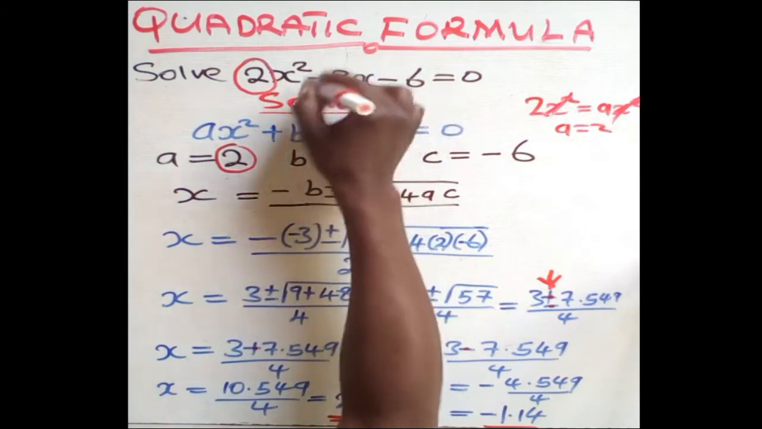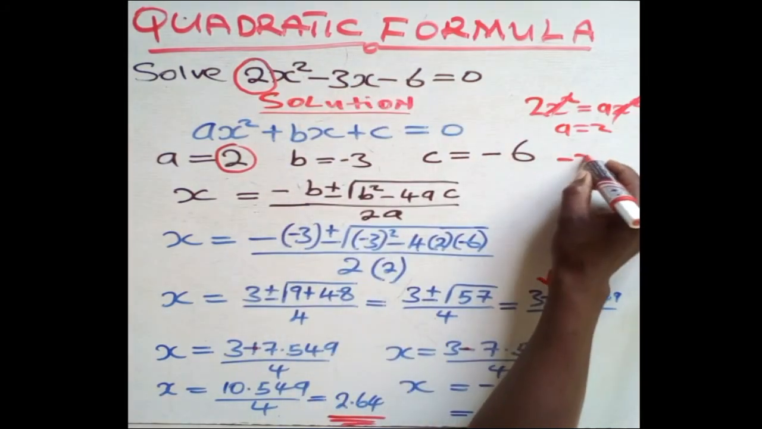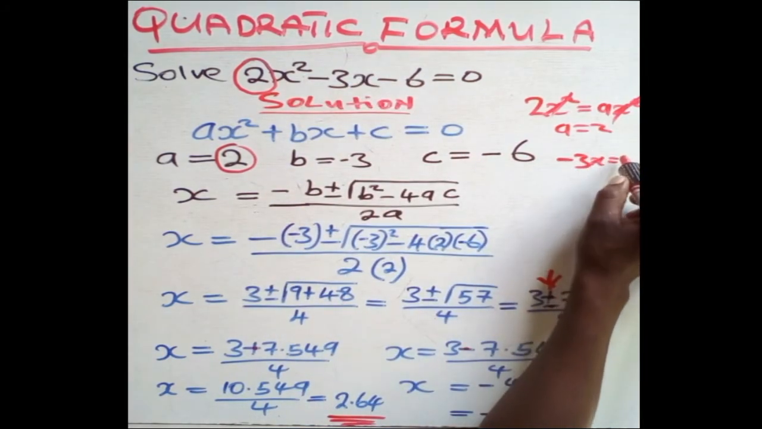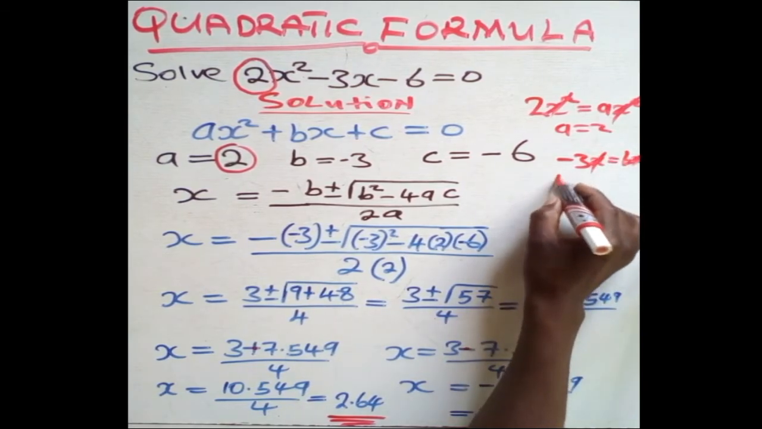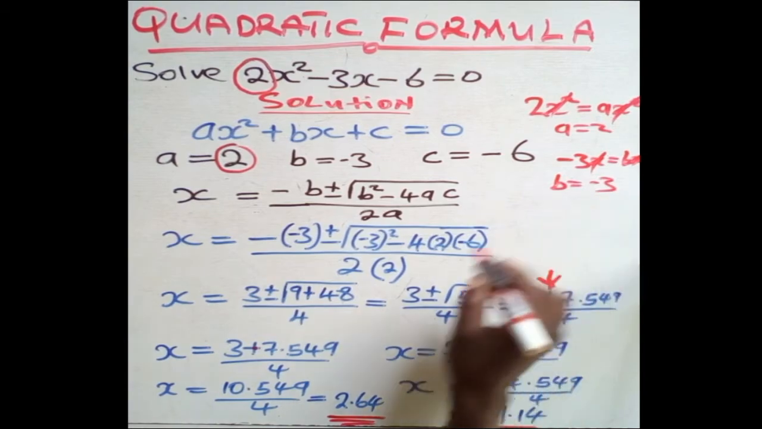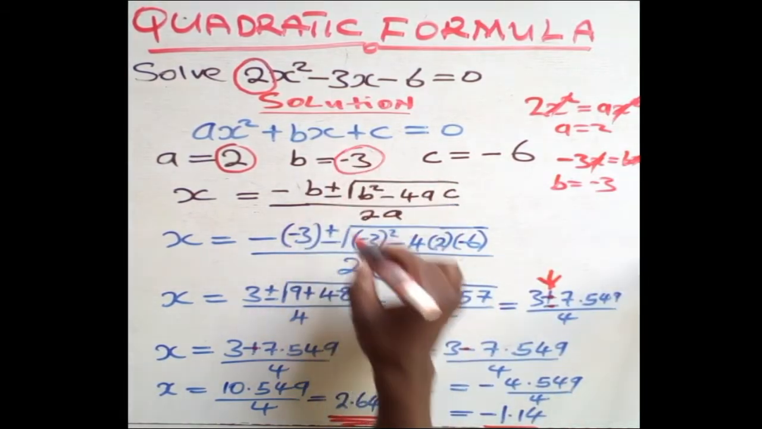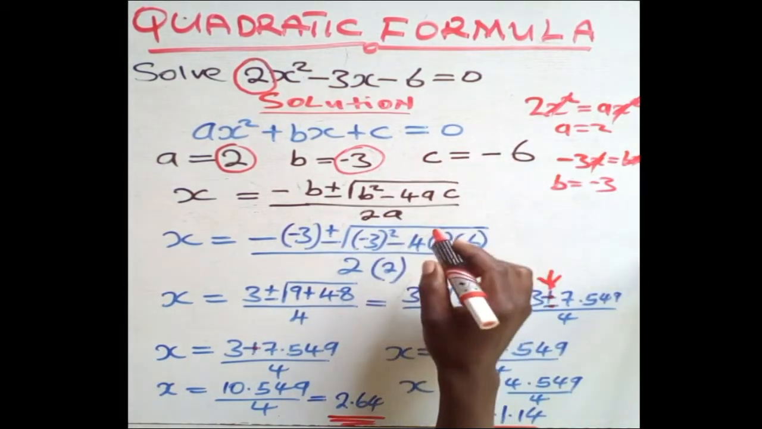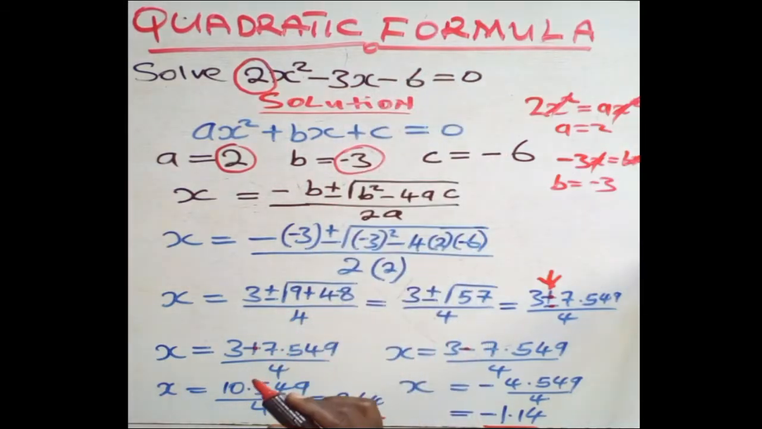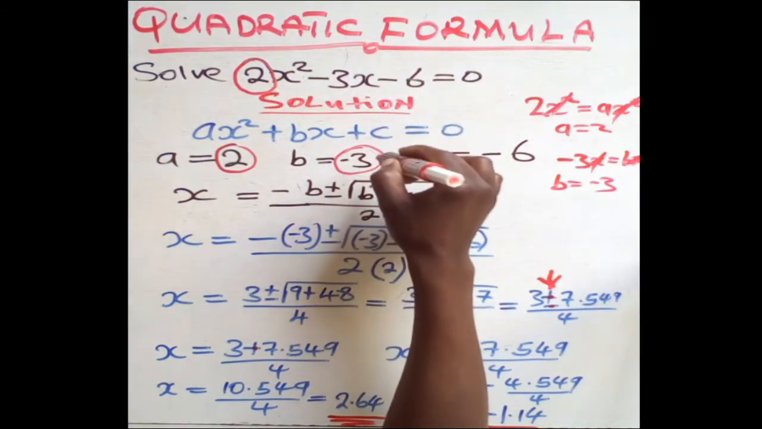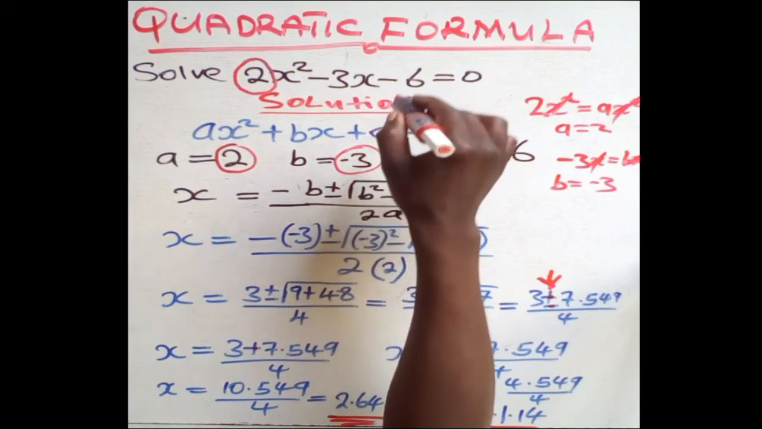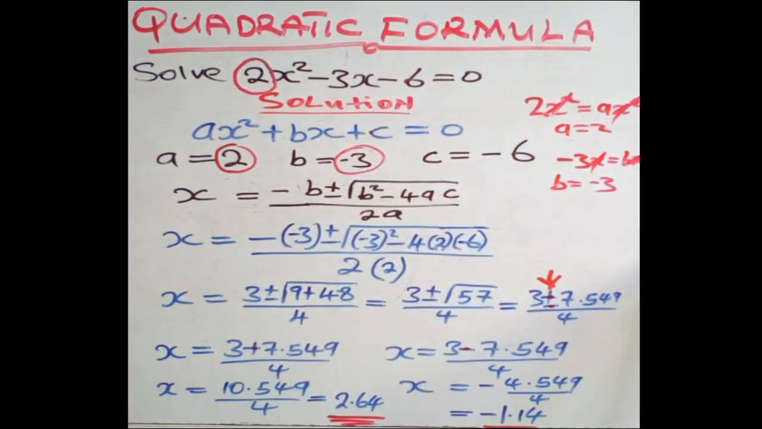When you equate this, negative 3x is equal to bx, you are going to have this x and that x cancelling. Then you have b is equal to negative 3. This is how we get this negative 3. Then the c, you just equate the number or the variable, the number without x. So in this case, this constant c is equal to the number without x.